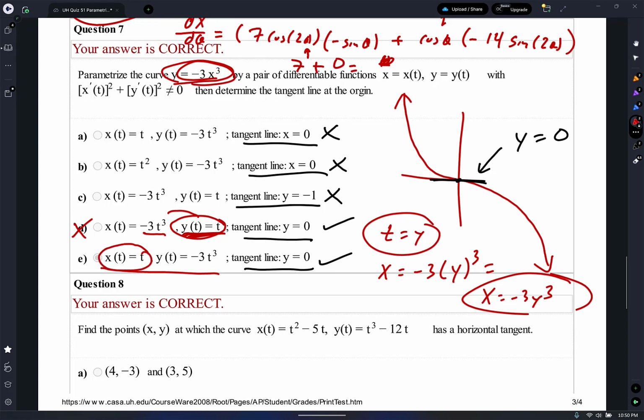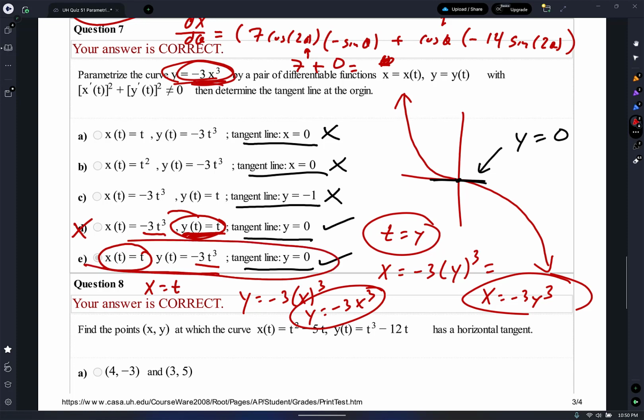Notice when x is t, I can just do a direct substitution. If x equals t, let's plug it in right there. So I'm just going to go y equals negative 3 parentheses, x is t, so I can just go x to the third power. Or look, that's the equation they give you. See? y equals negative 3x cubed. So there's the answer. Hopefully that makes sense.